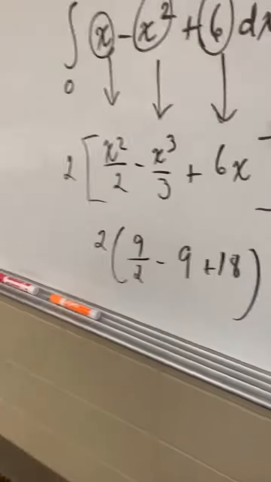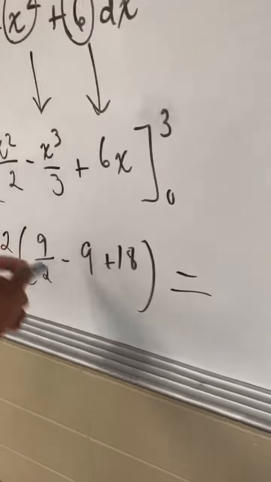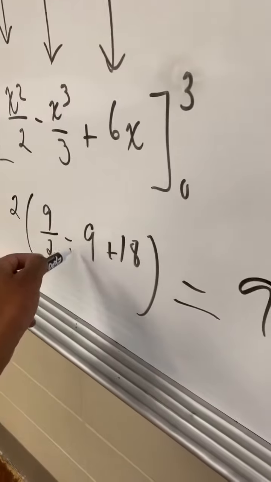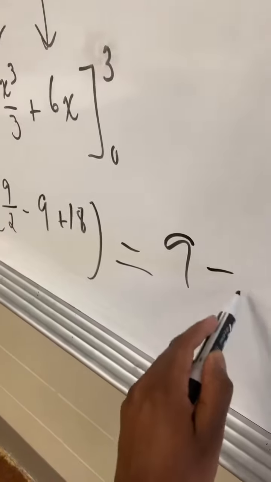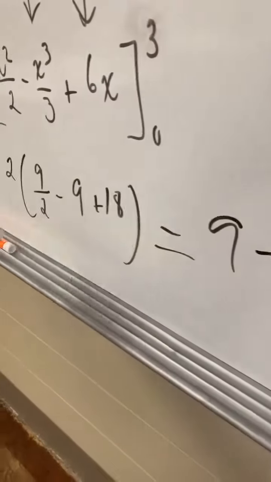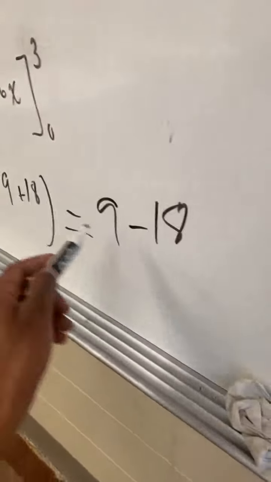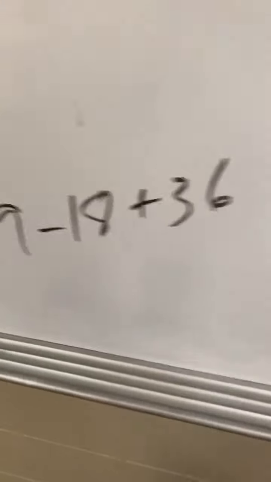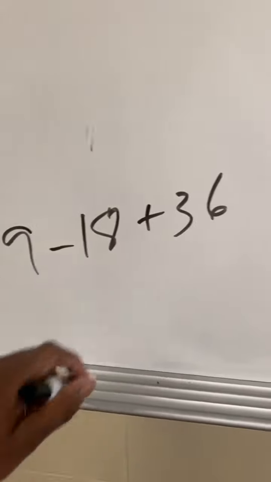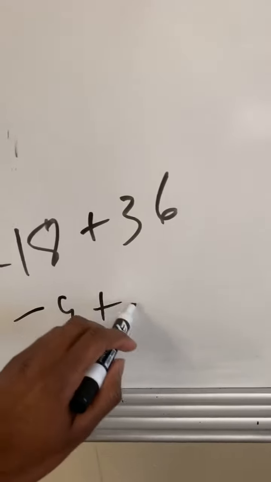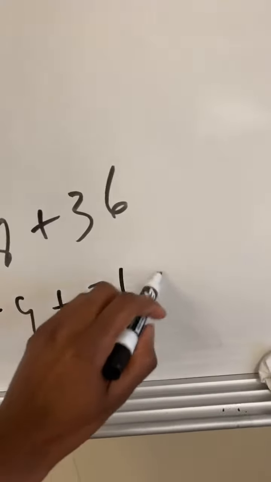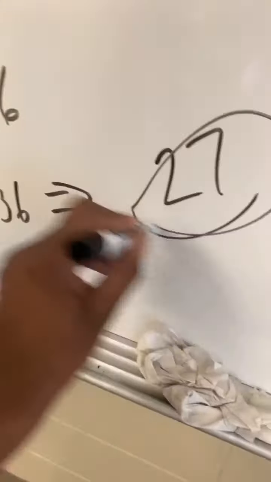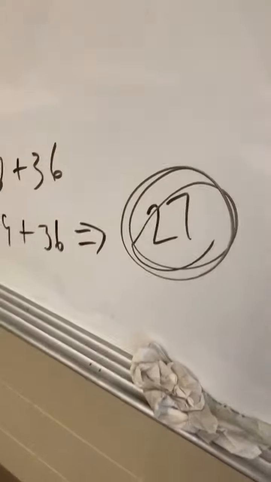So let's see what this answer is going to say. If I double this one, I'm going to get a 9 minus 18, right? Everything gets doubled, and then that's a plus of 36. So here we go. 9 minus 18 is a negative 9 plus a 36. The answer is 27. The answer is 27.